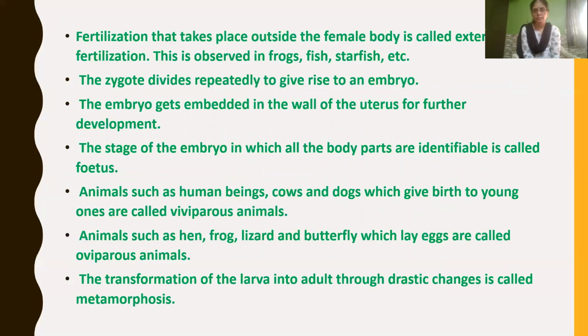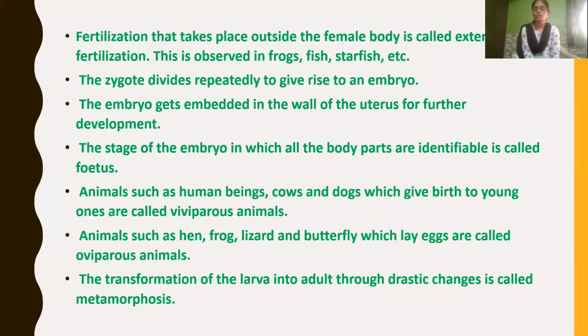So in this session, we come to the end of the chapter. In this session, we have learned that fertilization that takes place outside the female body is called external fertilization. External fertilization is observed in frogs, fish, etc. And then the zygote divides repeatedly to give rise to an embryo. The embryo gets embedded in the wall of the uterus for further development. The stage of the embryo in which all body parts are identifiable is called a fetus.